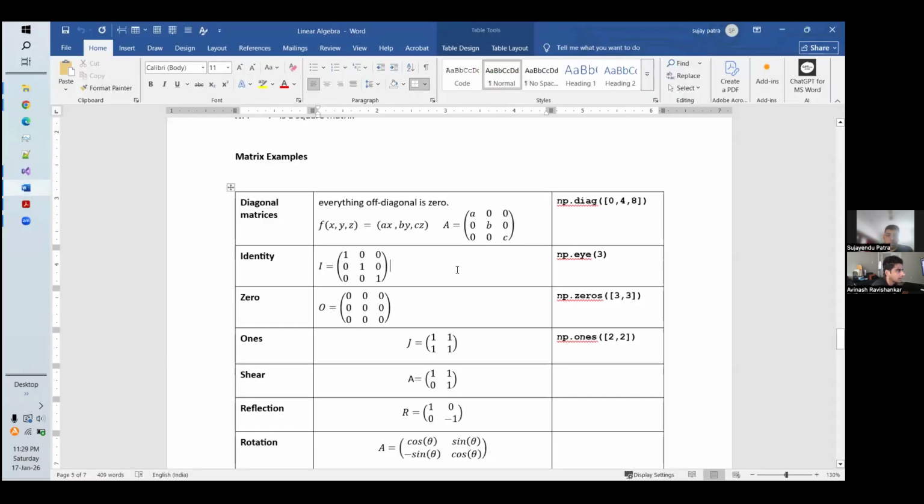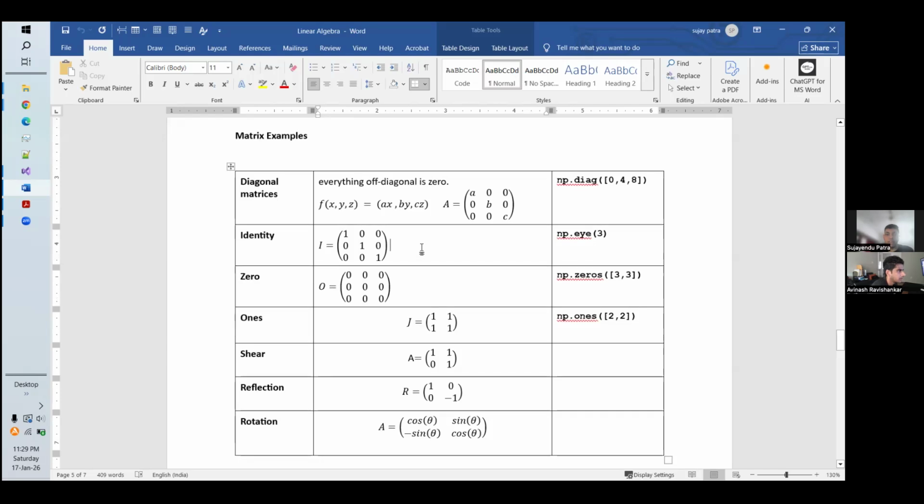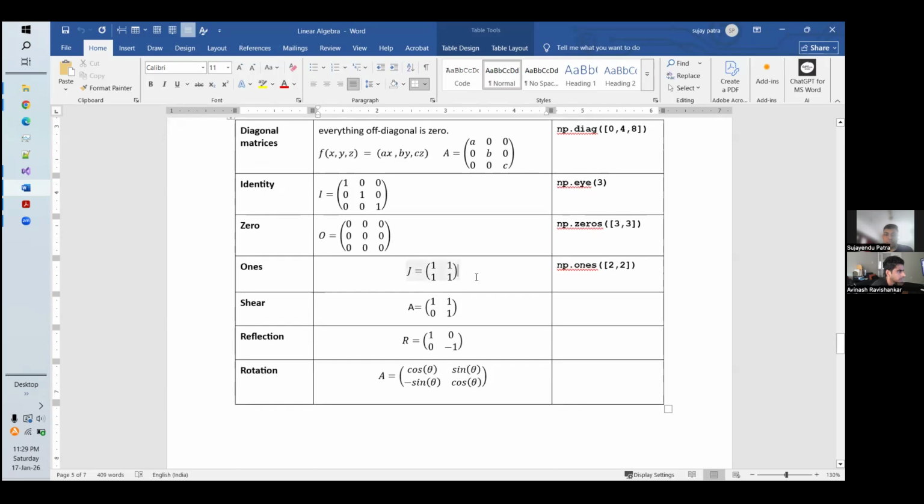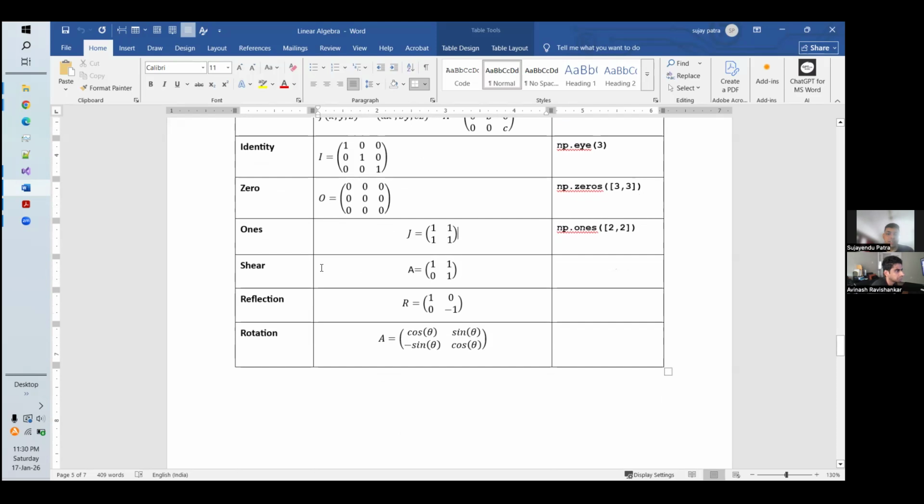And then we have the identity matrix, obviously the zero matrix. We have a matrix of ones. This is very useful sometimes for some regression setups, so I just added it. The other example I really like is the shear matrix, which is 1, 1, 0, 1. What this matrix is doing is basically f of x comma y: the first element will be x plus y, the second element will be just y. So it is keeping the y as is, but also adding y to x.